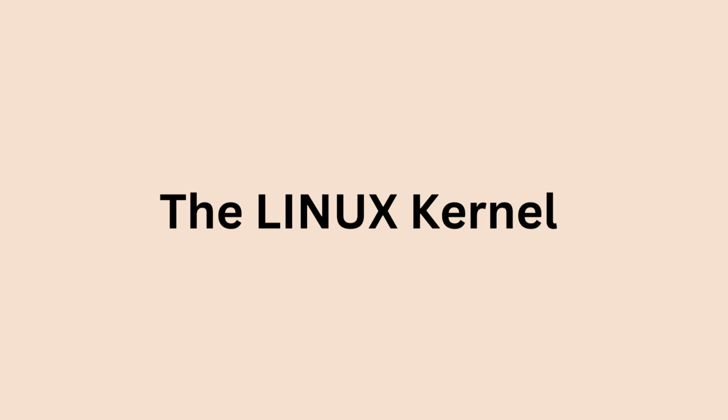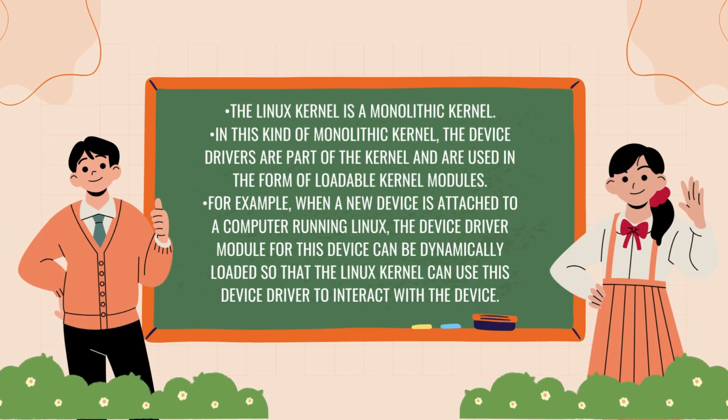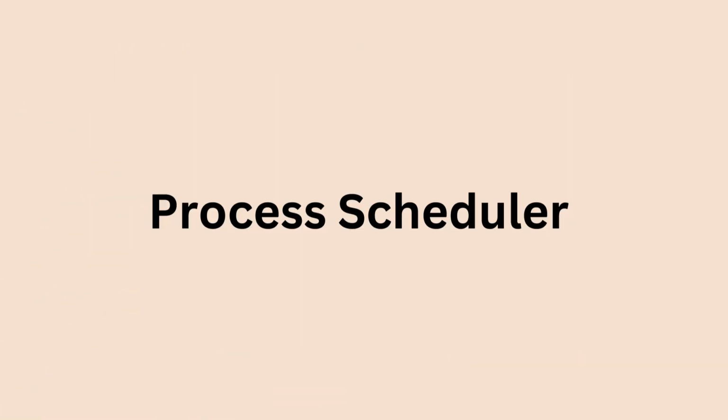The Linux Kernel. The Linux kernel is a monolithic kernel. In this kind of monolithic kernel, the device drivers are part of the kernel and are used in the form of loadable kernel modules. For example, when a new device is attached to a computer running Linux, the device driver module for this device can be dynamically loaded so that the Linux kernel can use this device driver to interact with the device.